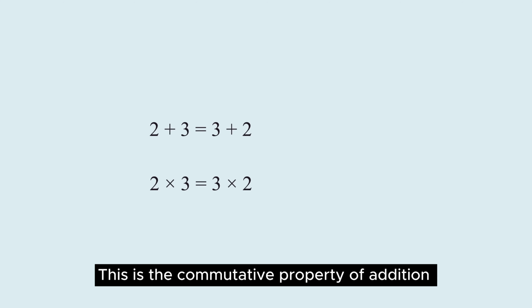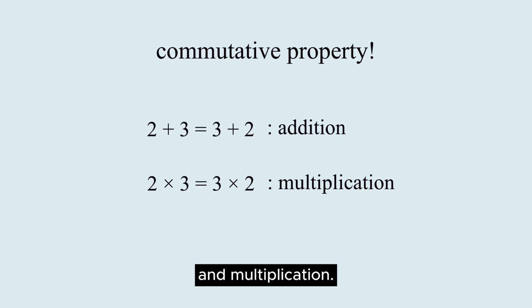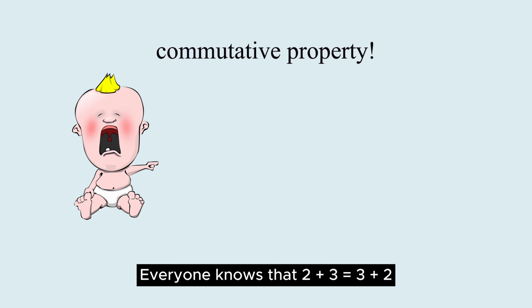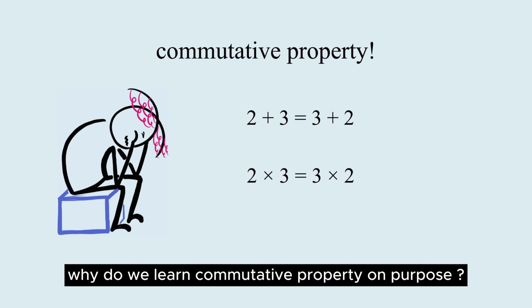Hi! This is the commutative property of addition and multiplication. Everyone knows that 2 plus 3 equals 3 plus 2, and 2 times 3 equals 3 times 2. Nevertheless, why do we learn the commutative property on purpose?